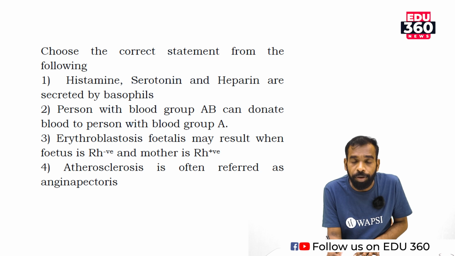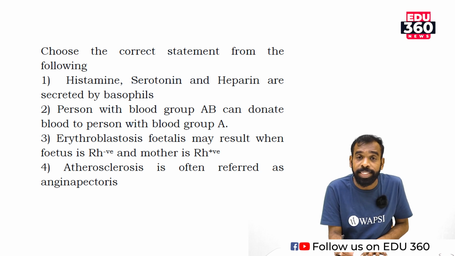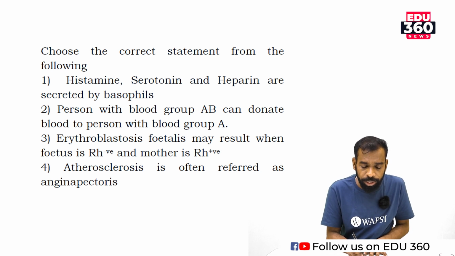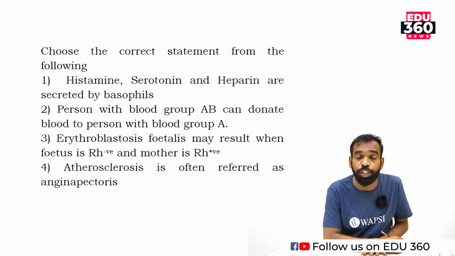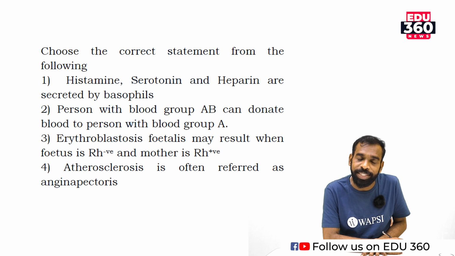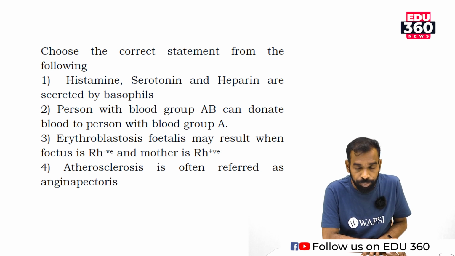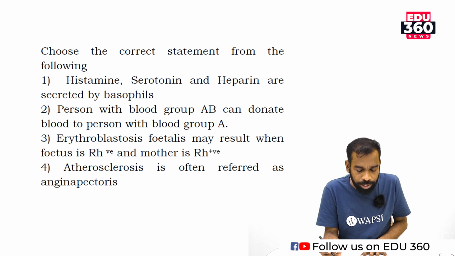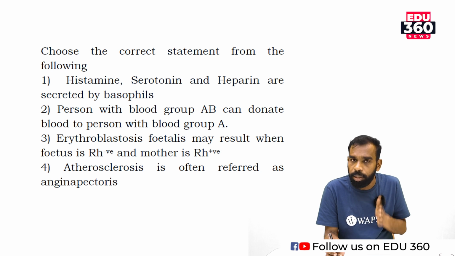Choose the correct statement from the following. Histamine, serotonin, heparin are secreted by basophil. That question came from body fluids and circulation. That statement is correct. Histamine, serotonin, heparin are the biochemical substances secreted by the basophil cell. Their percentage is 0.5 to 1. A person with blood group AB can donate to a person with blood group A? That is not possible.